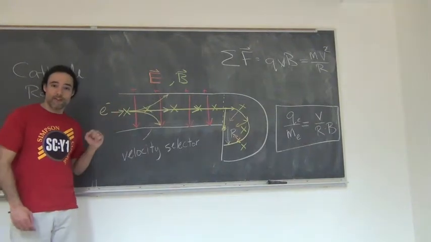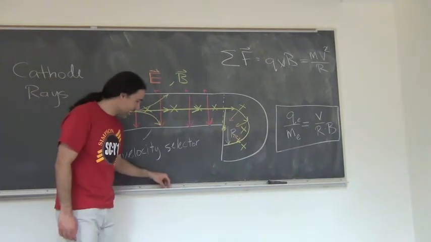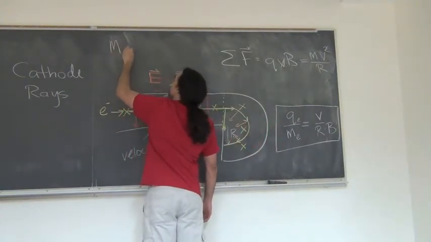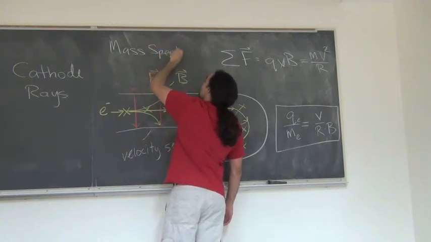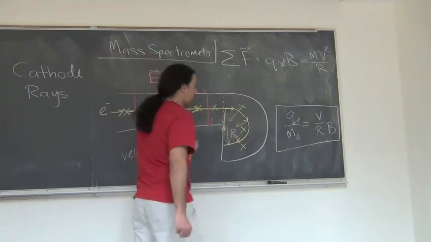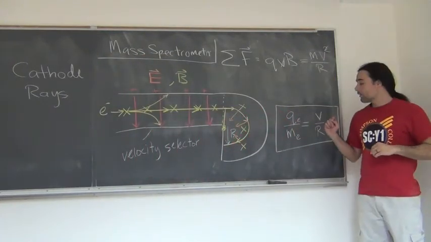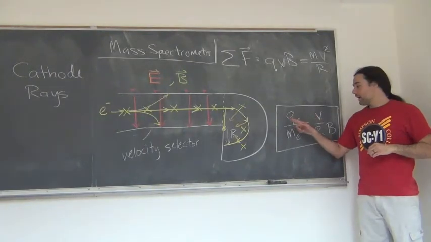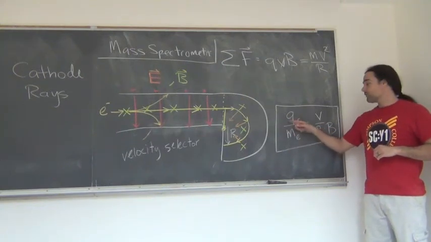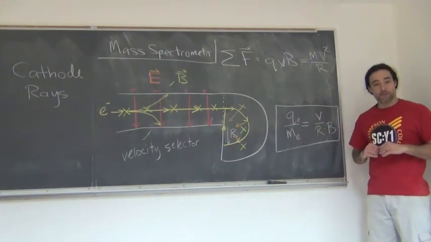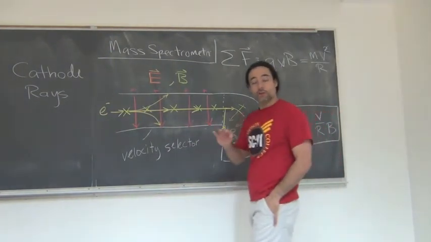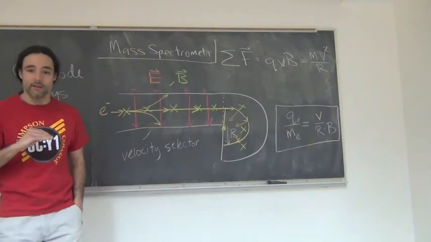Now, this device, many of you have seen it before, since many of you have had chemistry. This is called a mass spectrometer. You use this to measure the mass of different known ions. So if you know that an ion is going to have a charge of +1 or +2, you can figure out what the mass is, because if you know the charge, you know everything in this equation but the mass. But for cathode rays at the moment, we can only figure out what the ratio of charge to mass is.